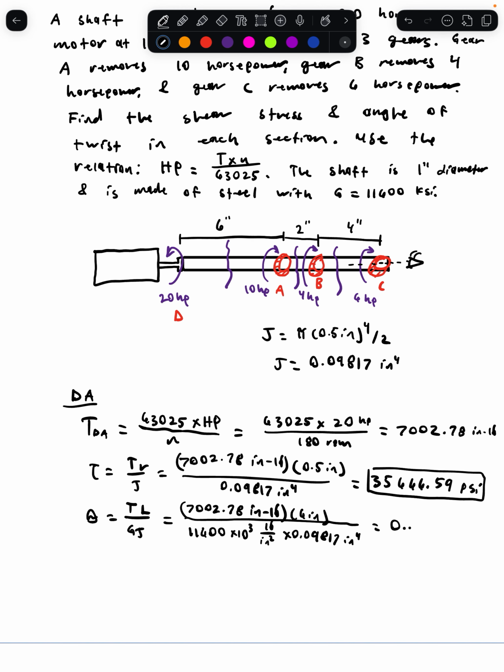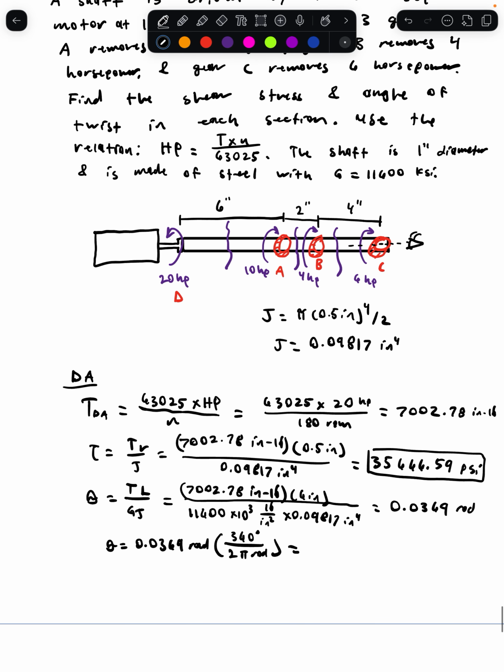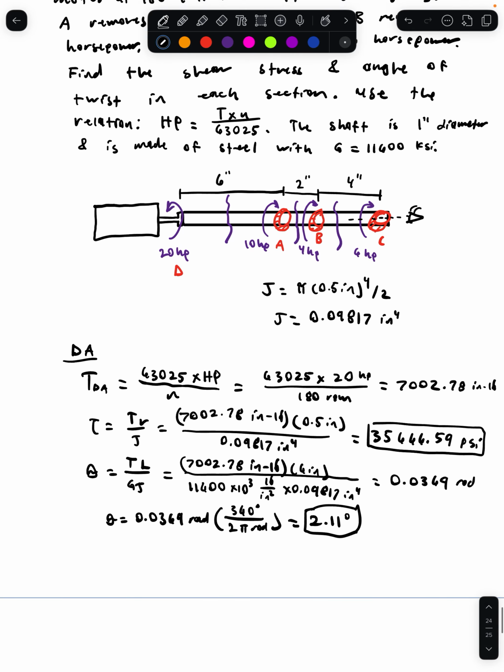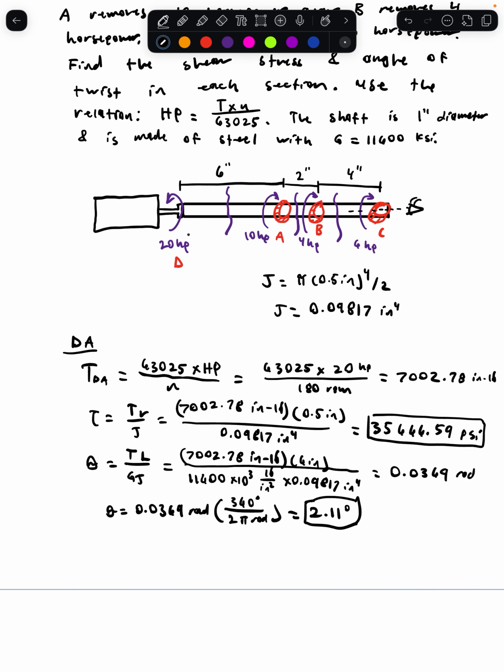It's going to be 0.0369 radians. And so if we want to convert that to degrees, we know there's 360 degrees per 2 pi radians. So that's going to be 2.11 degrees. So that is our angle of twist and our shear stress in that first section, so between the motor and gear A.